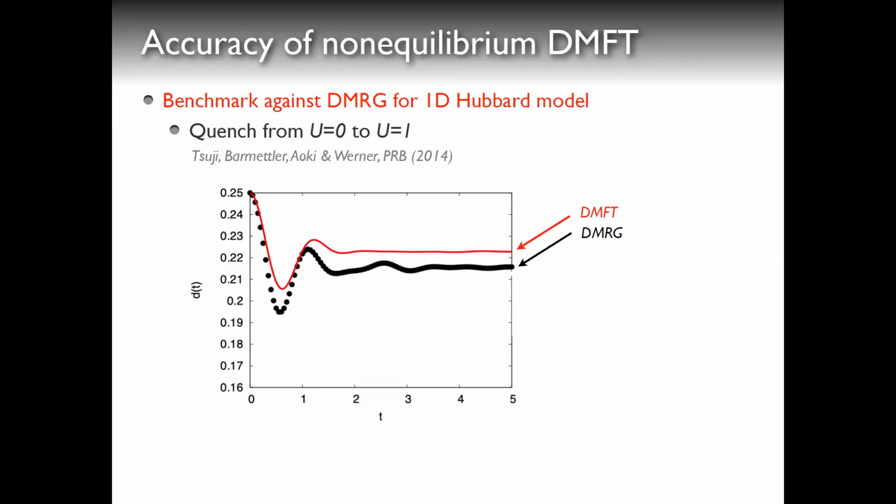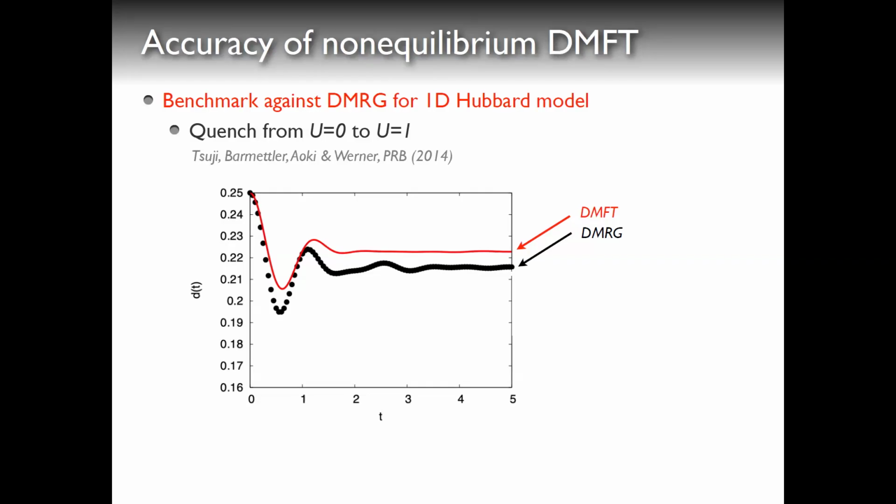And here we have a good method, the density matrix renormalization group method, which can give us exact reference data, at least for short time dynamics. And so this is a comparison for a quench from U0 to a small interaction. That's again the double occupation. And we compare the evolution in DMFT, that's the red line, to the exact reference from the DMRG calculation. And you see it looks okay, but not very good.